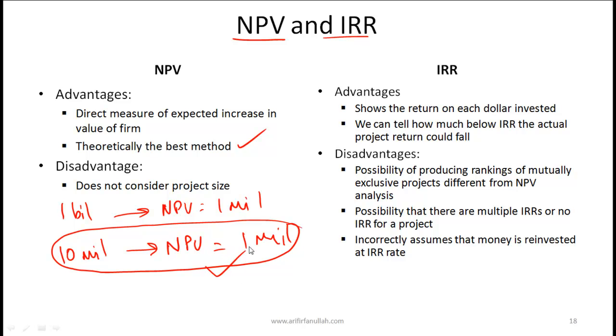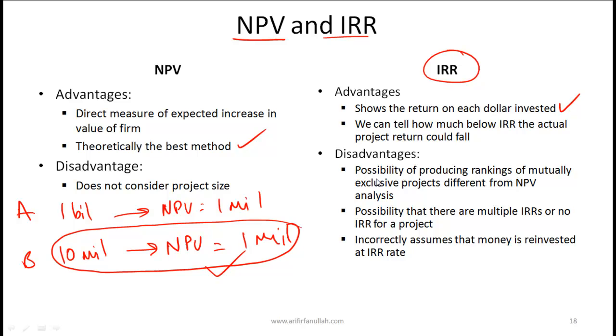And IRR gives you a sense for the return on a project. So if you look at projects A and B, the IRR for project B will be much higher than the IRR for project A. So it shows the return on each dollar invested, and we can tell how much below IRR the actual project return could fall. So this is actually the critical point, that you are getting the return on a project.